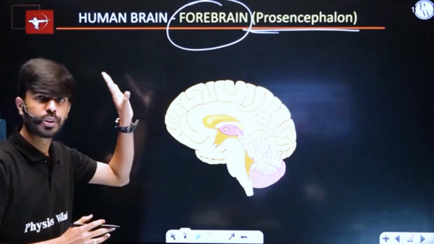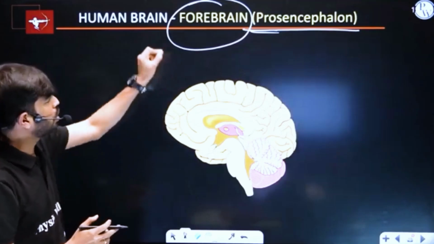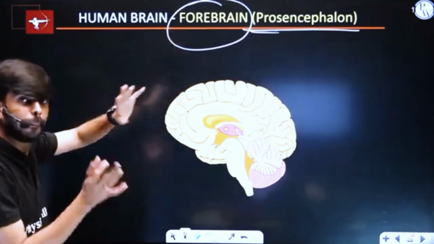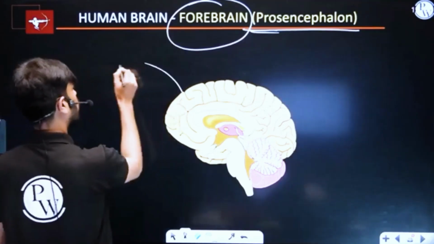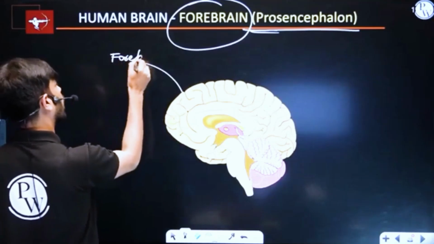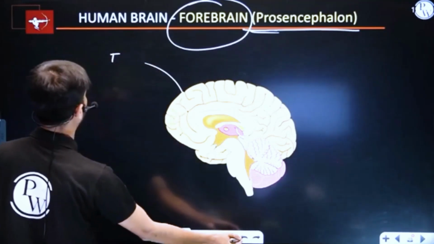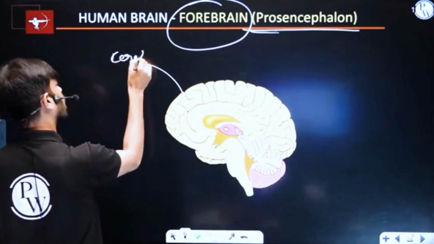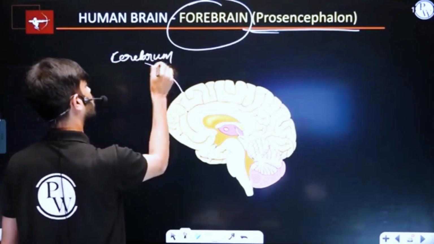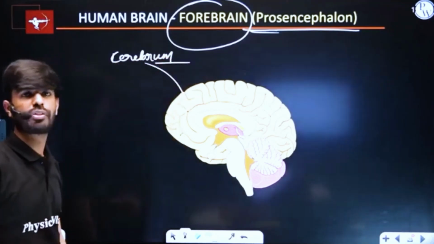We are just going to discuss the functions of the forebrain and its parts. So the first one is the cerebrum. Now we need to understand what the functions of the cerebrum are.